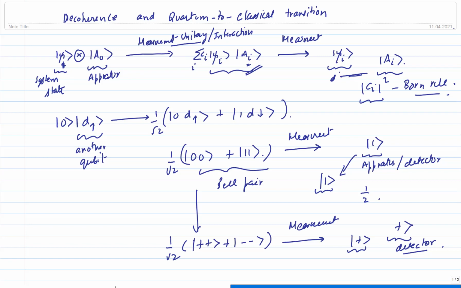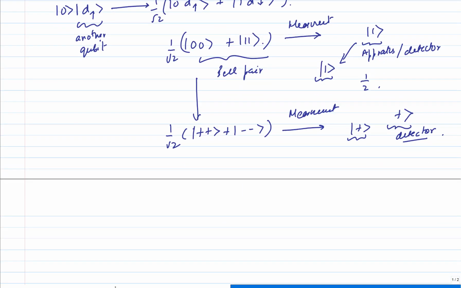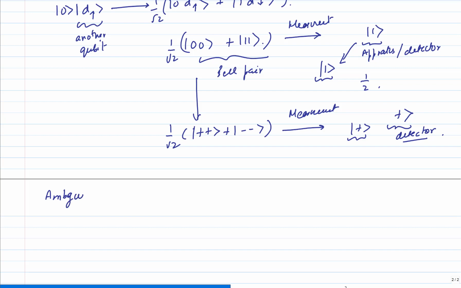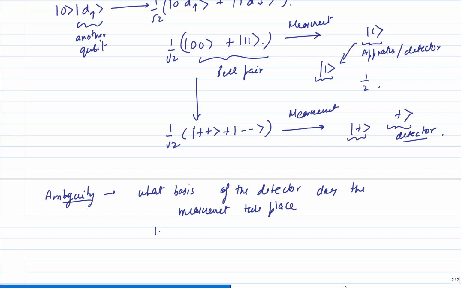So as you can see, first of all, there is an ambiguity in what state, or what basis, of the detector does the measurement take place. Is it the 1, 0 basis, or is it the plus minus basis? Which basis?